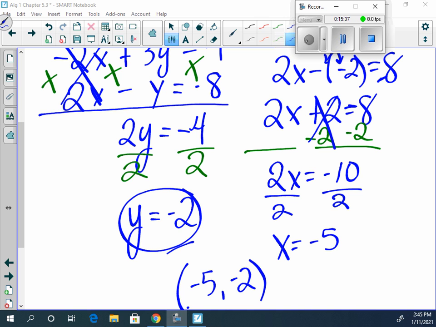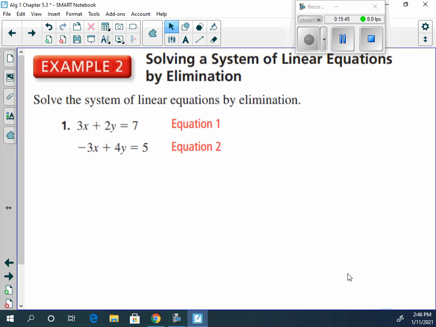Questions on this here? Do we get good with this here? We see where I messed up on that one? Yep. Okay. They really like making the x's the same.